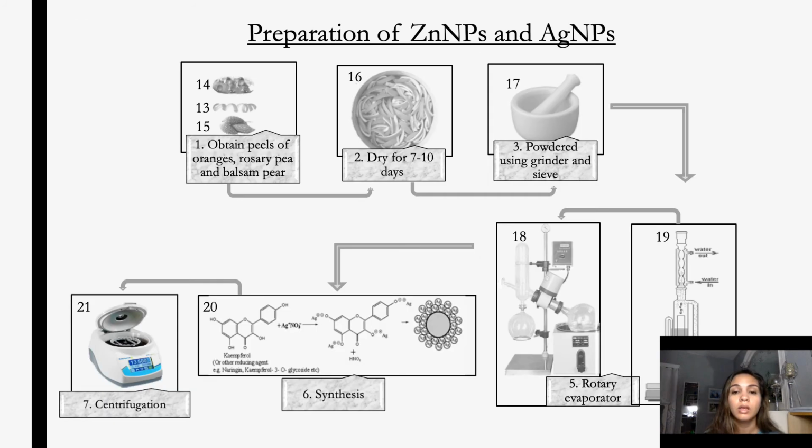For the nanoparticles, I will first take samples of each of the peels, use a mechanical grinder and sieve to create minute particles, and a Soxhlet extractor and rotary evaporator to create a final reducing agent. Then zinc nanoparticles and silver nanoparticles will be synthesized through the filtration of aqueous silver nitrate and zinc nitrate using sodium hydroxide and a centrifuge.